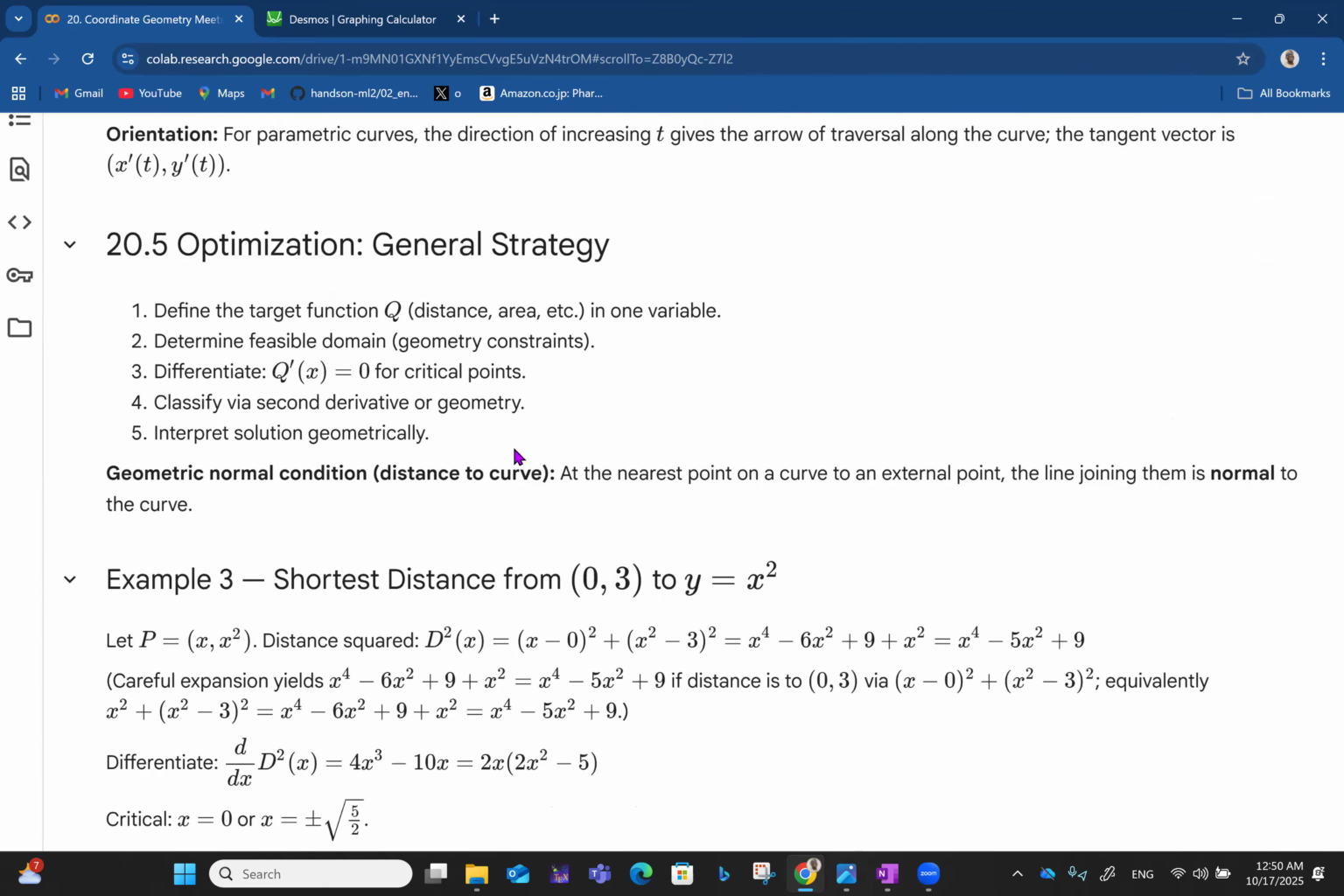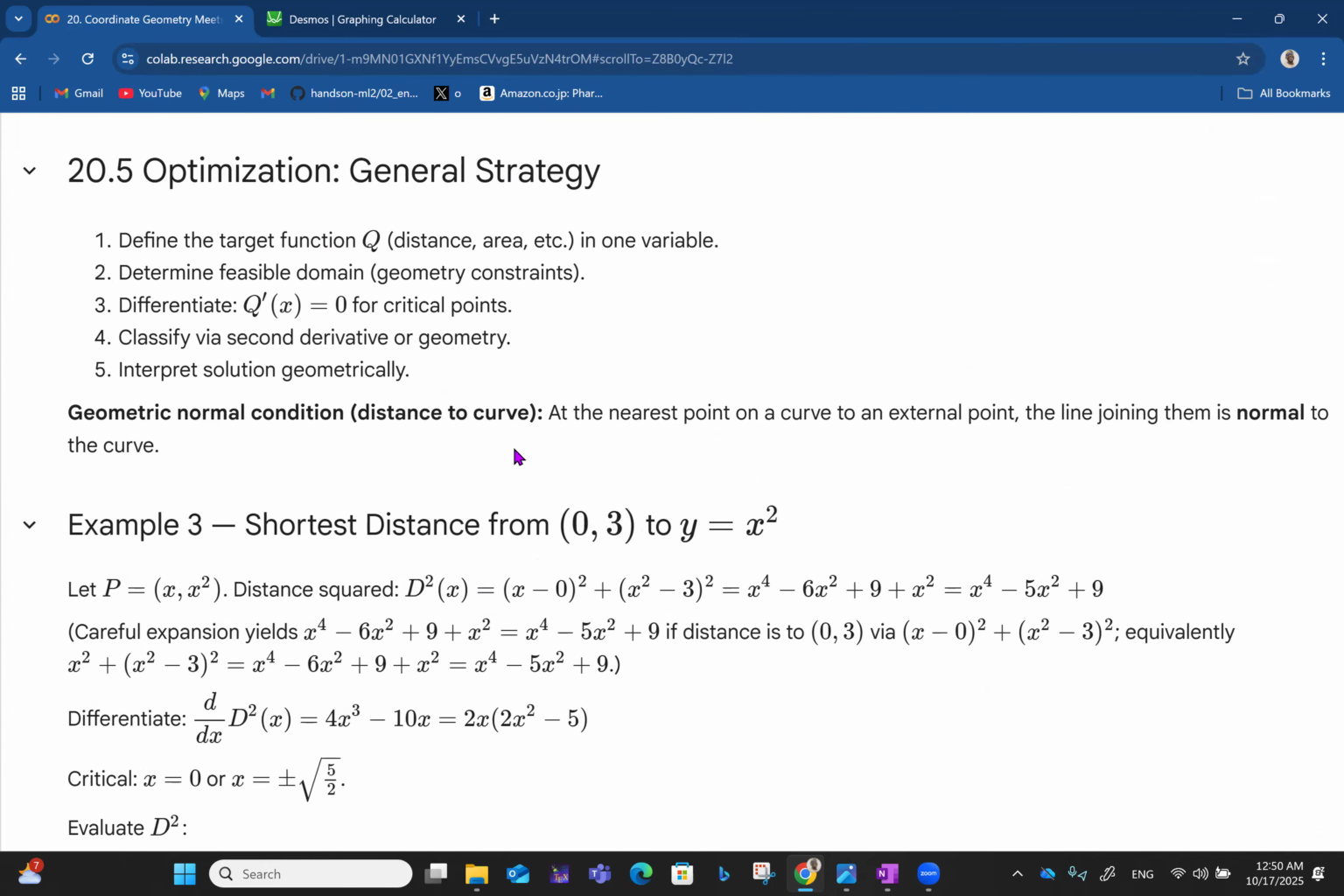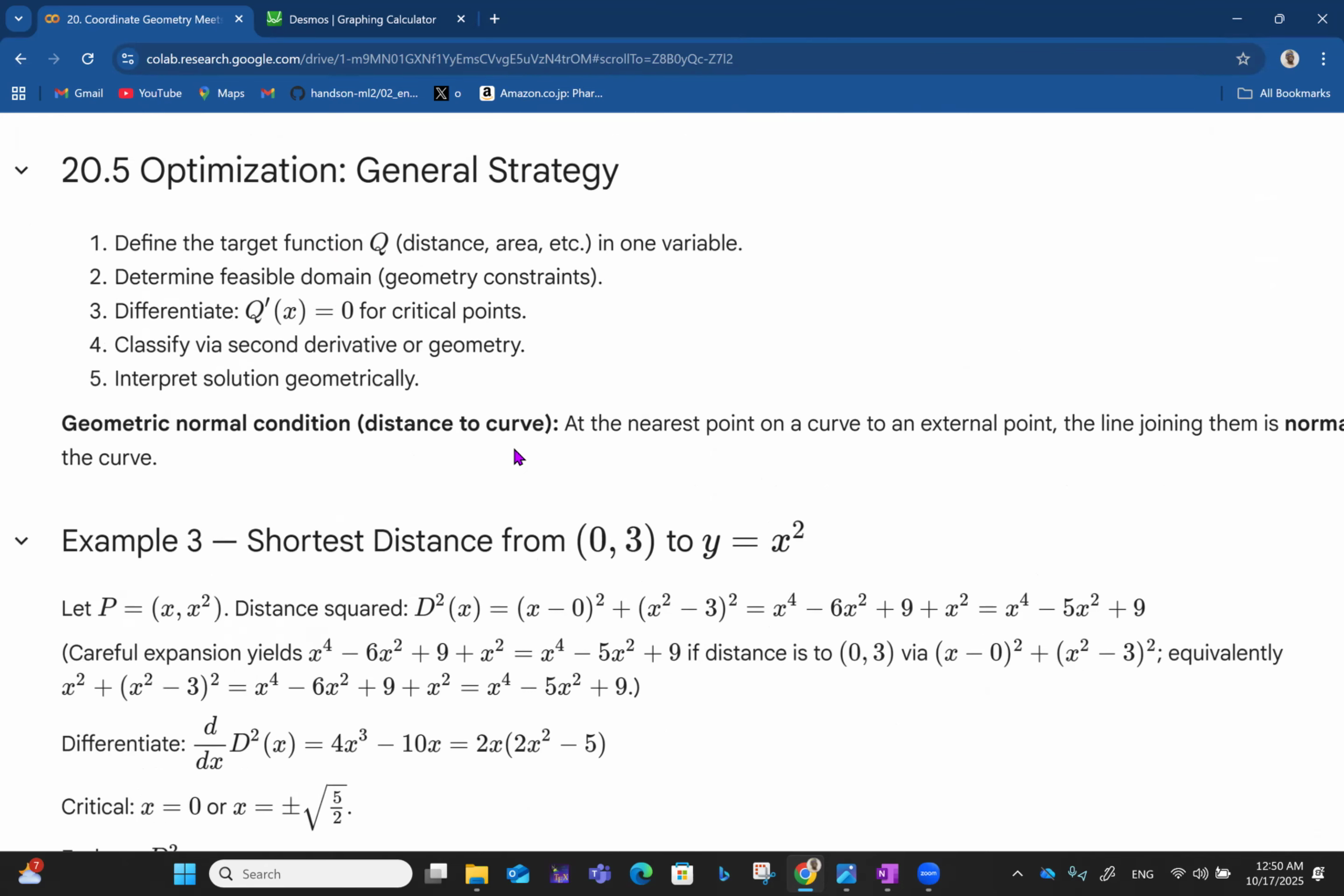I love optimization. My master's degree was in optimization and optimal control. So I like to talk about optimization a lot.